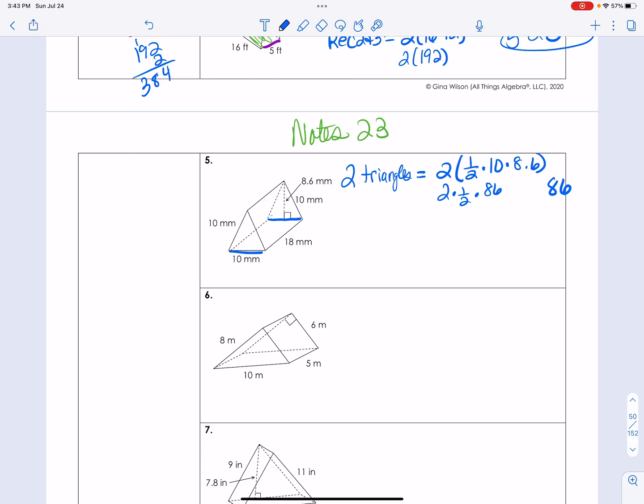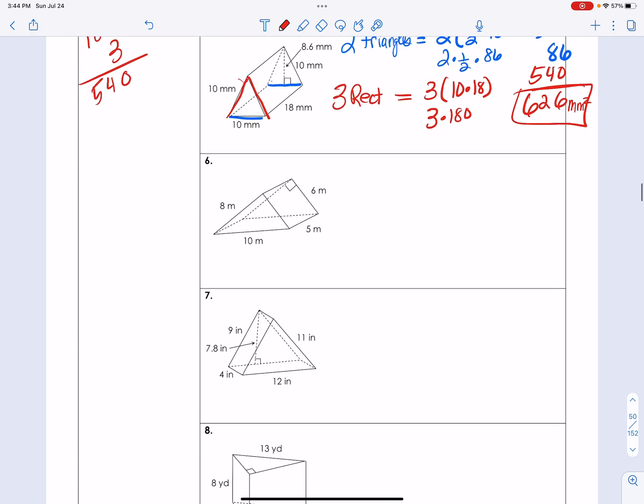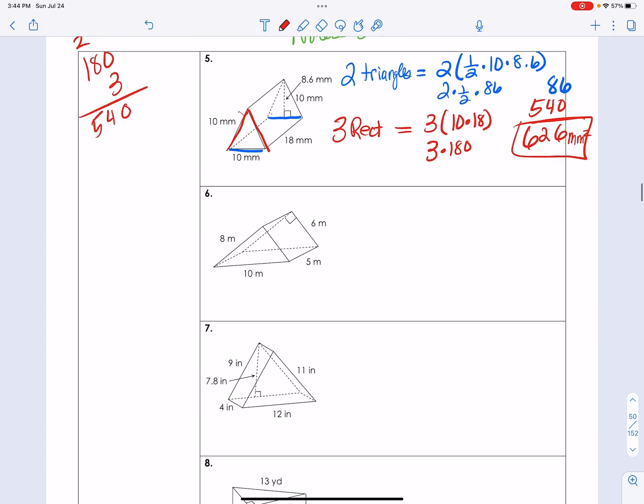Okay, so now if you look at this, all of your triangle sides are 10. So you have 3 rectangles. You have 3 of them that are 10 times 18. Well, 10 times 18 is 180. So 3 times 180 is 540. So I add those together and I get 626 millimeters squared. So you can do them all at once, or you can do them as a net.